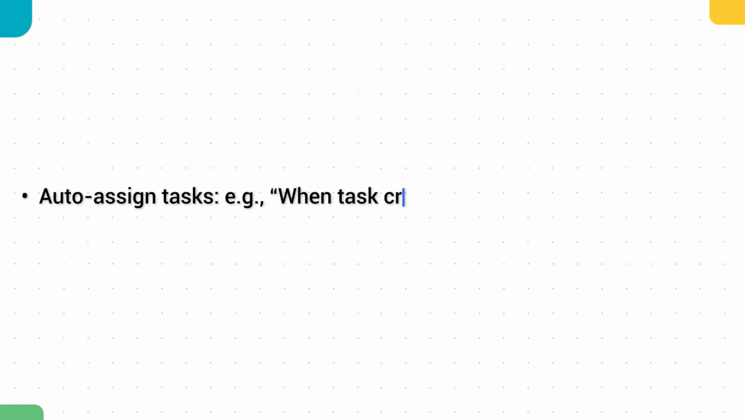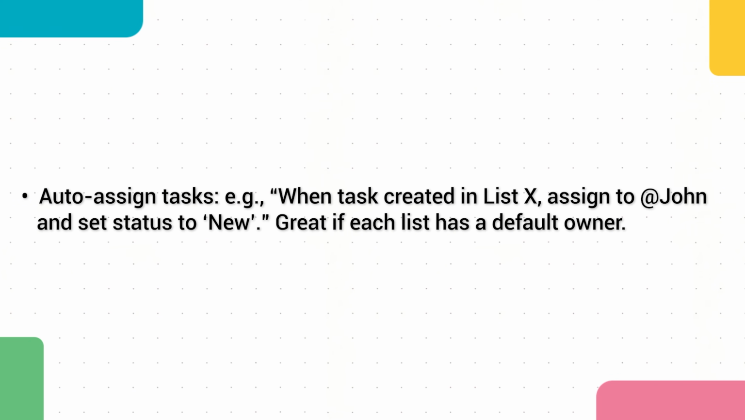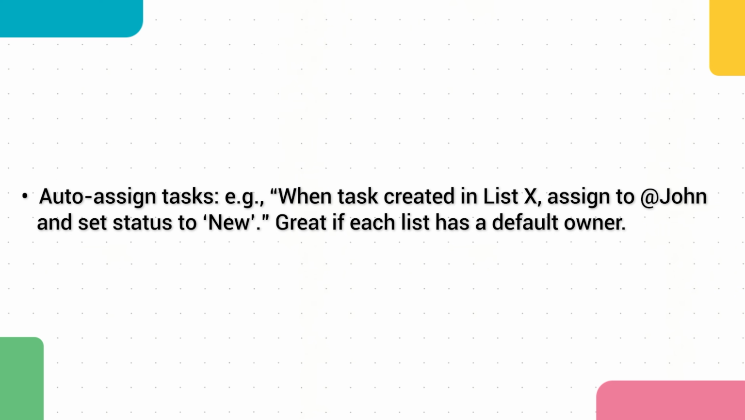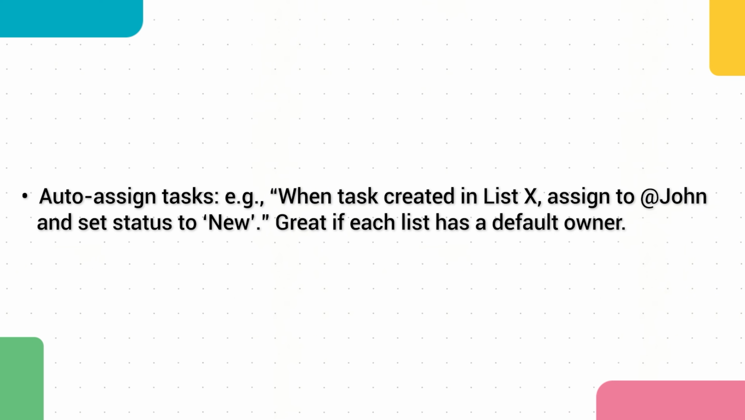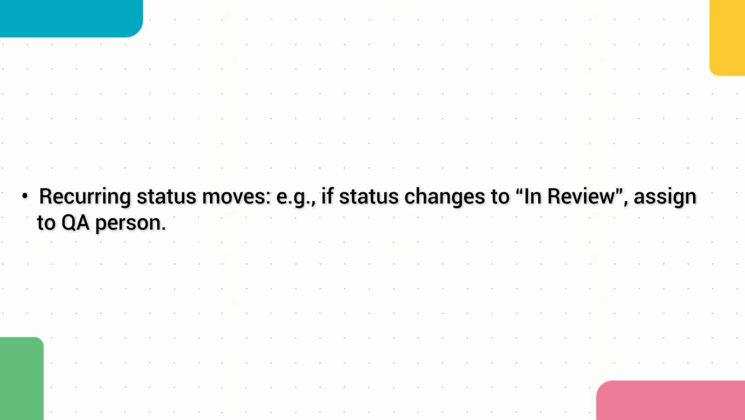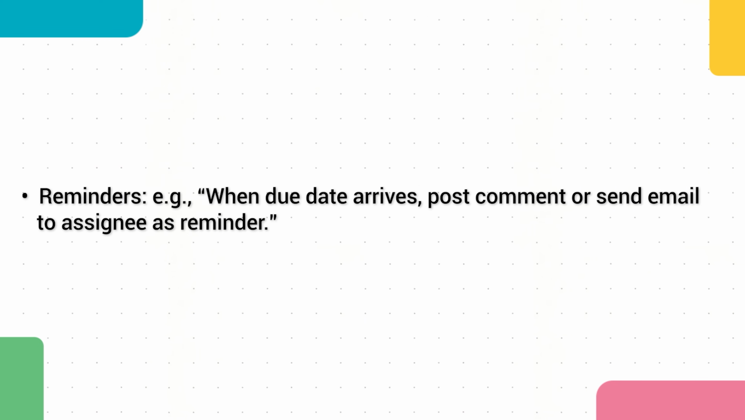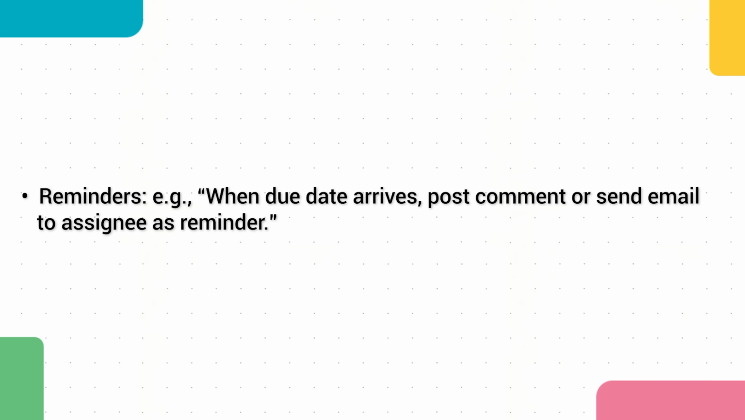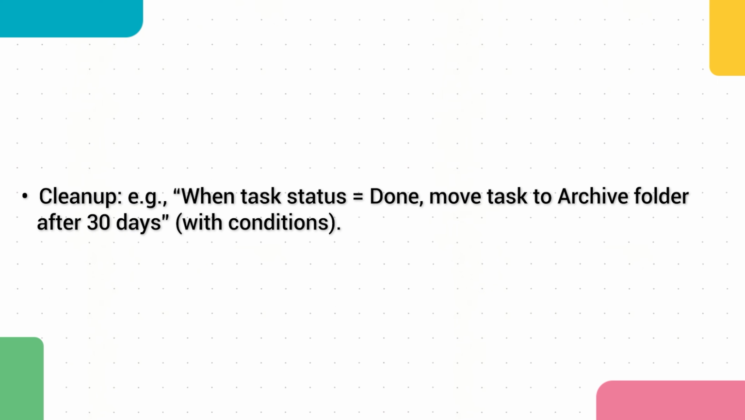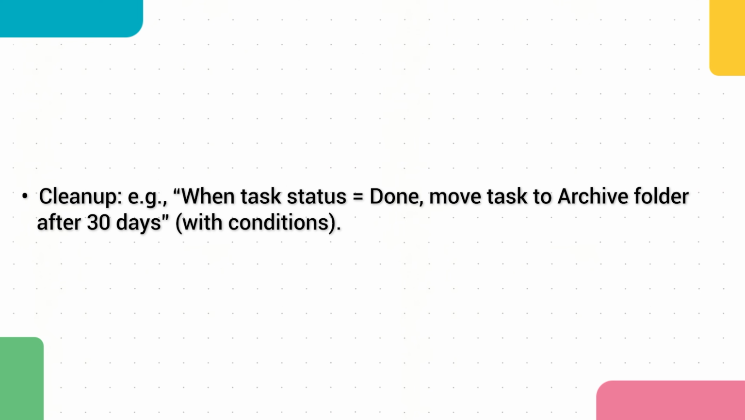Now here are some popular automations for beginners. Auto-assign tasks, e.g., when a task is created in list X, assign to @John and set status to new. Great if each list has a default owner. Recurring status moves, e.g., if status changes to in review, assign to the QA person. Reminders: when the due date arrives, post a comment or send an email to the assignee as a reminder. Cleanup: when task status equals done, move the task to an archive folder after 30 days with conditions.